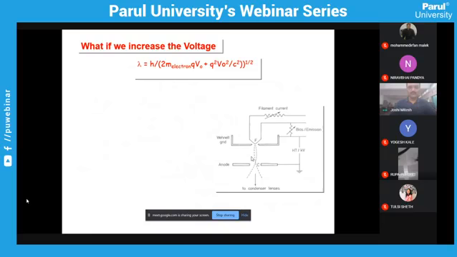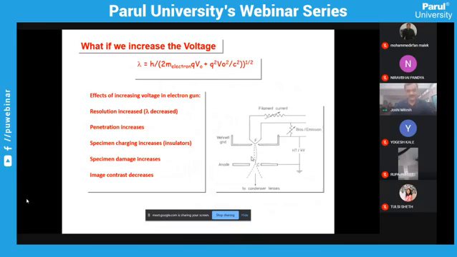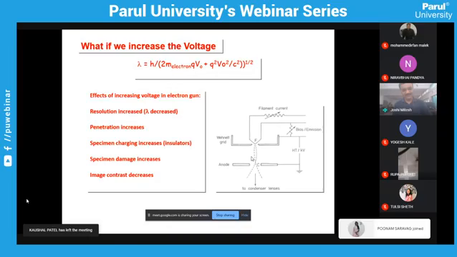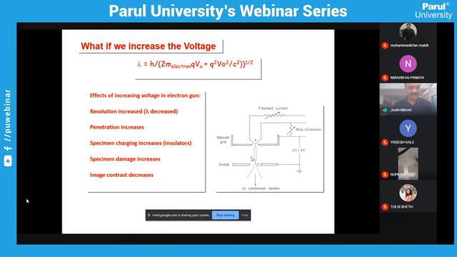So what if we increase the voltage? If you increase the voltage, the effect increases, obviously, as I discussed, lambda is increased. So you have a higher resolution, and your penetration will be more. So interaction with the specimen will be more, so specimen charging increases.